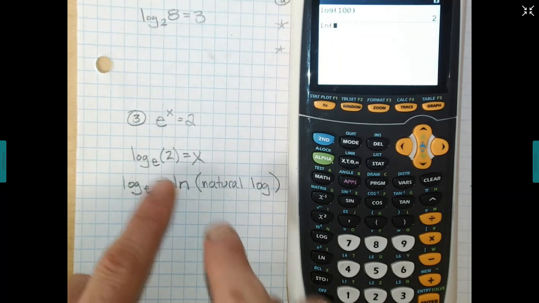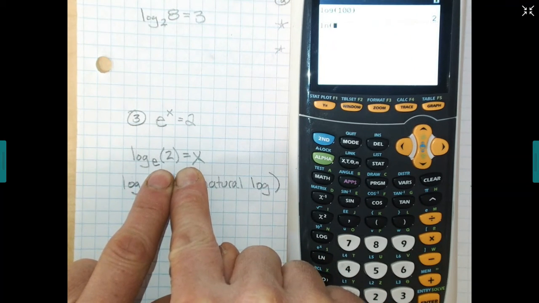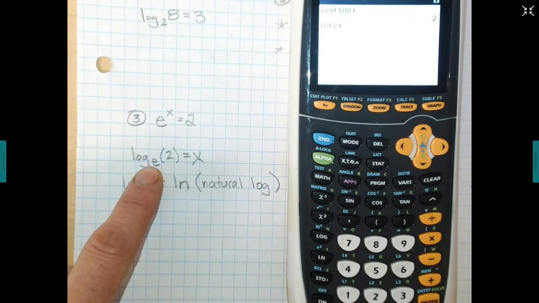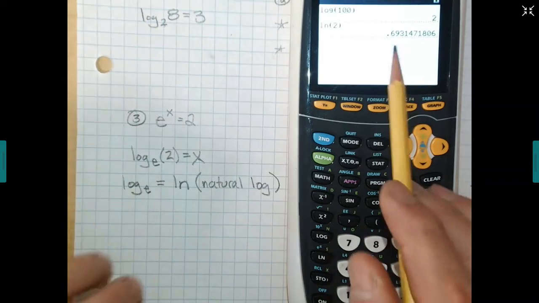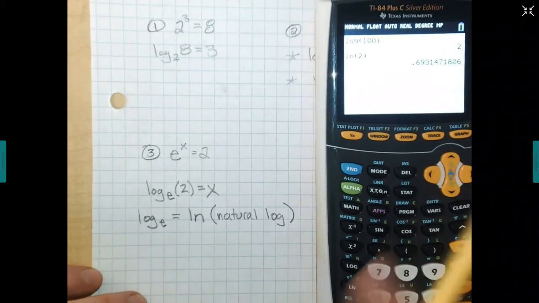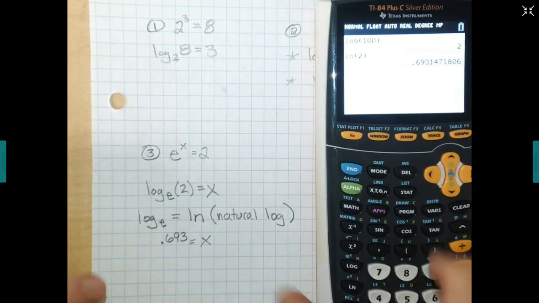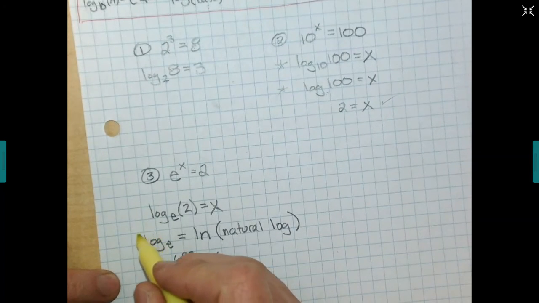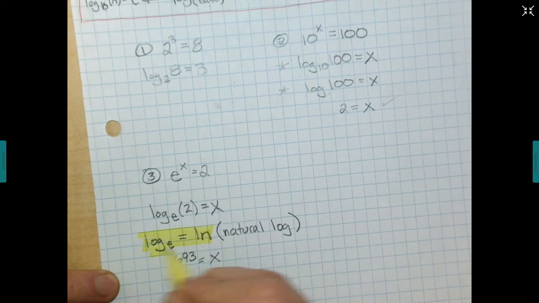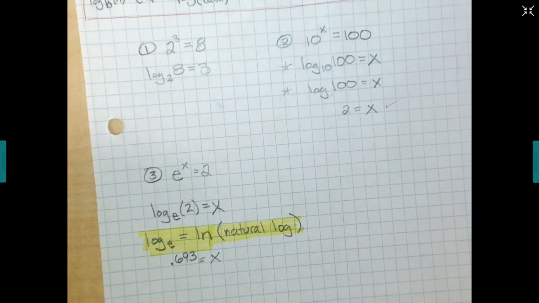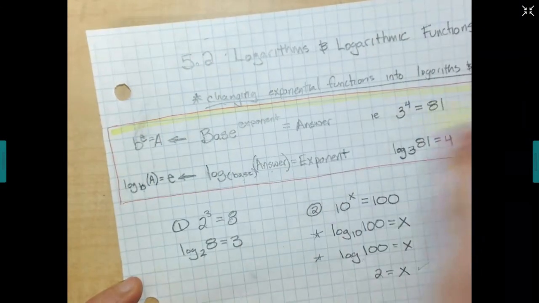So for my problem here, log e is just ln, so ln 2 gives me 0.693. So x equals 0.693. I'm going to get one more highlight in here. Log e equals natural log. Okay, and this is definitely a part to highlight.